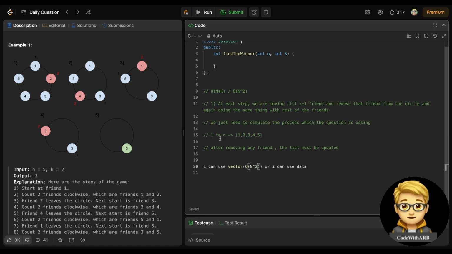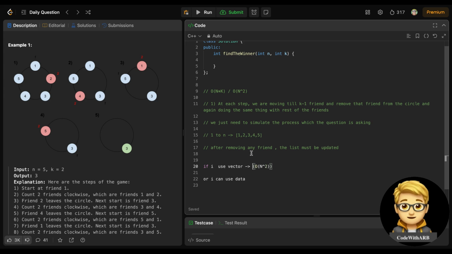Suppose you move till k, and then remove this element, and you need to again update this after removing, 1 3 4 5. Again for 4, you remove this, then you again need to iterate over 1 3 5. So that will definitely take O of n square. But can we do this in another way, right? If I use a vector, it will definitely take O of n square, since I just simulate the process.